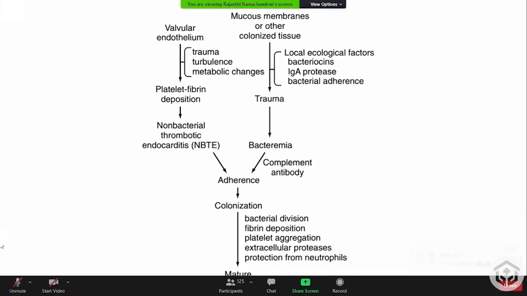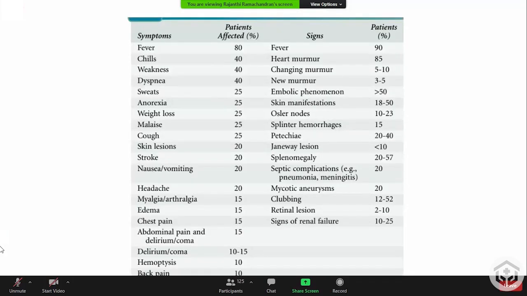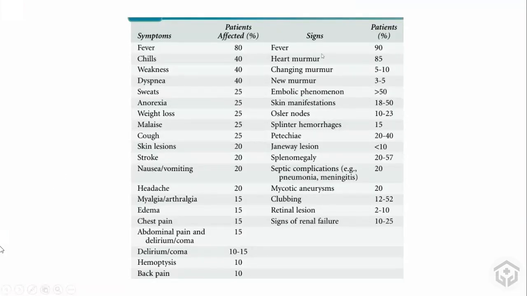The next is the clinical features. On one side they have put the symptoms and on the other side the signs. Among the symptoms, fever is invariably the most common, followed by various generalized complaints like chills, weakness, nausea, vomiting, and skin lesions. The patient can tell any clinical fever complaints in the symptoms of bacterial endocarditis. For the signs, we are going to look specifically.